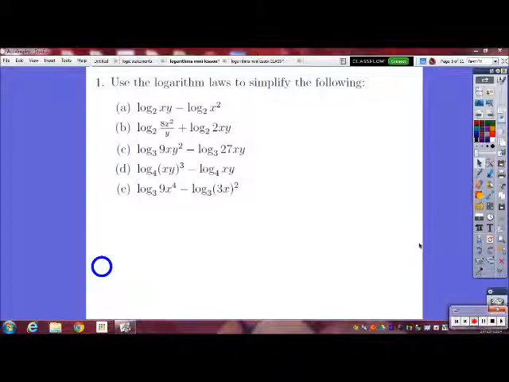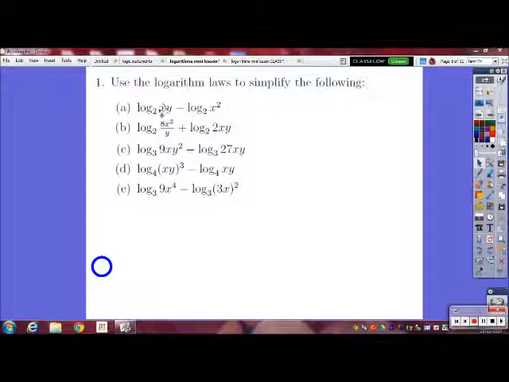Alright, so this problem set is just simplifying, so taking some expressions and using what you know about the logarithm properties to simplify the following. So for A, log base 2 of x times y minus log base 2 of x squared.